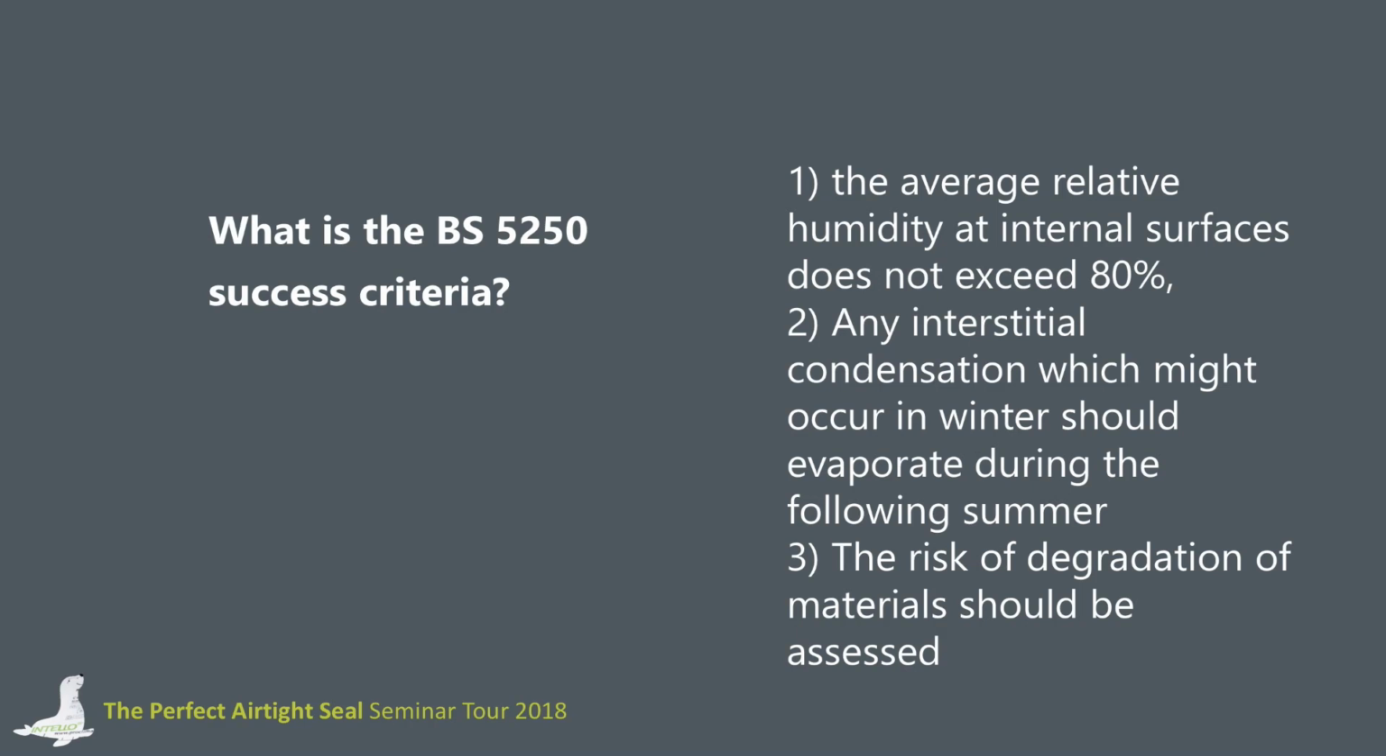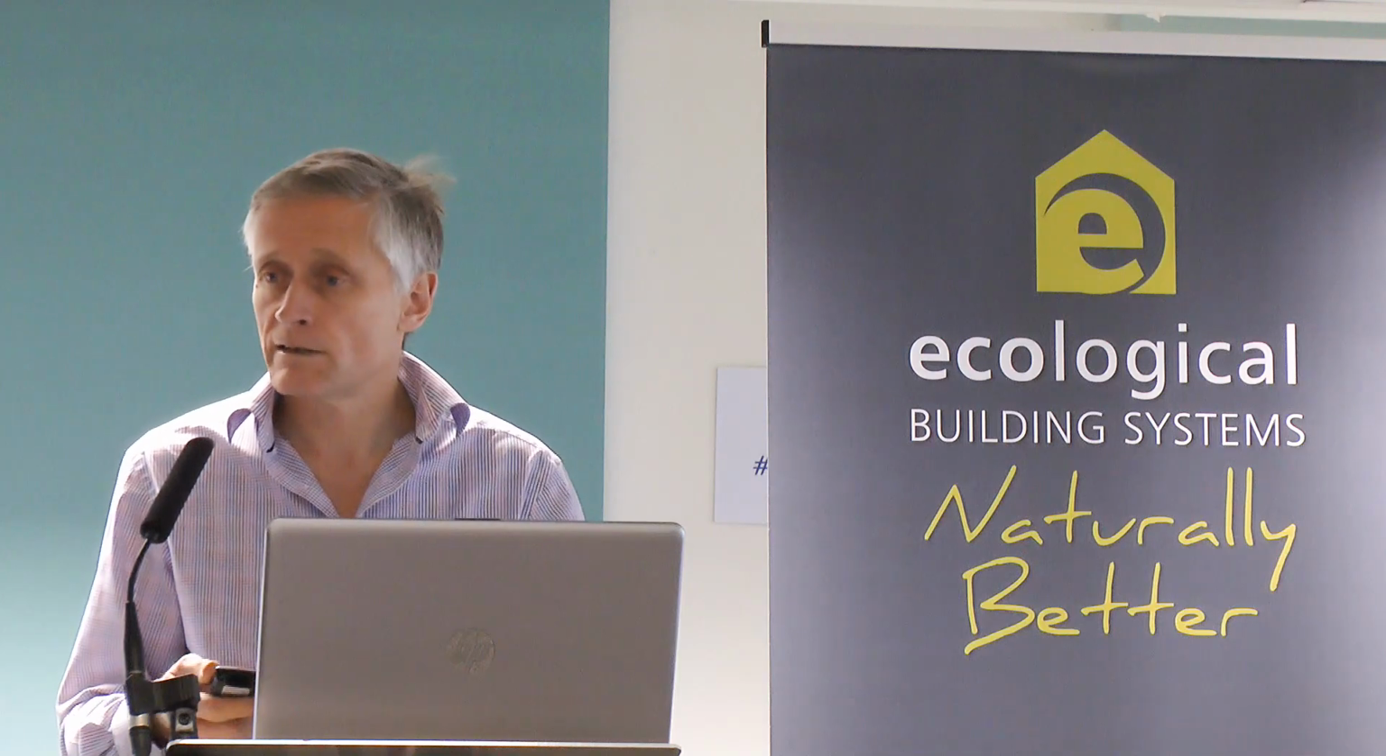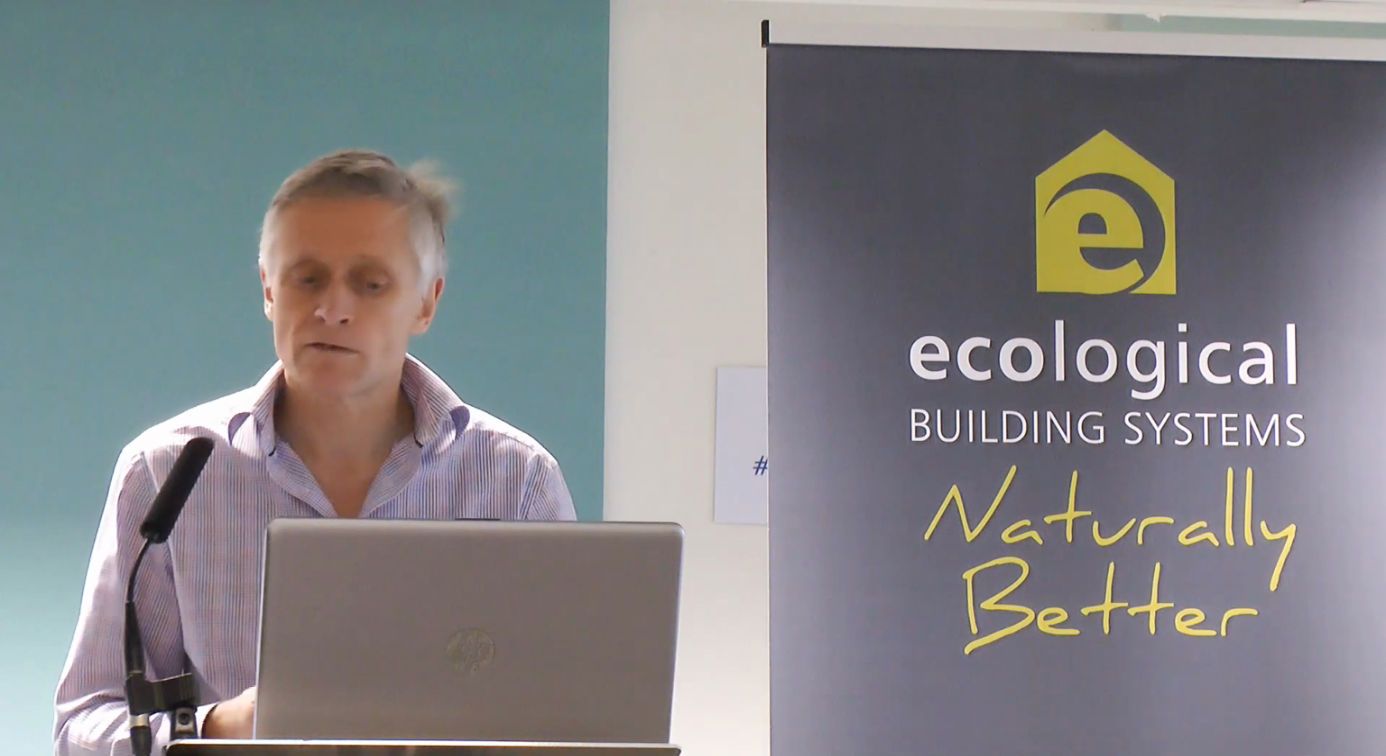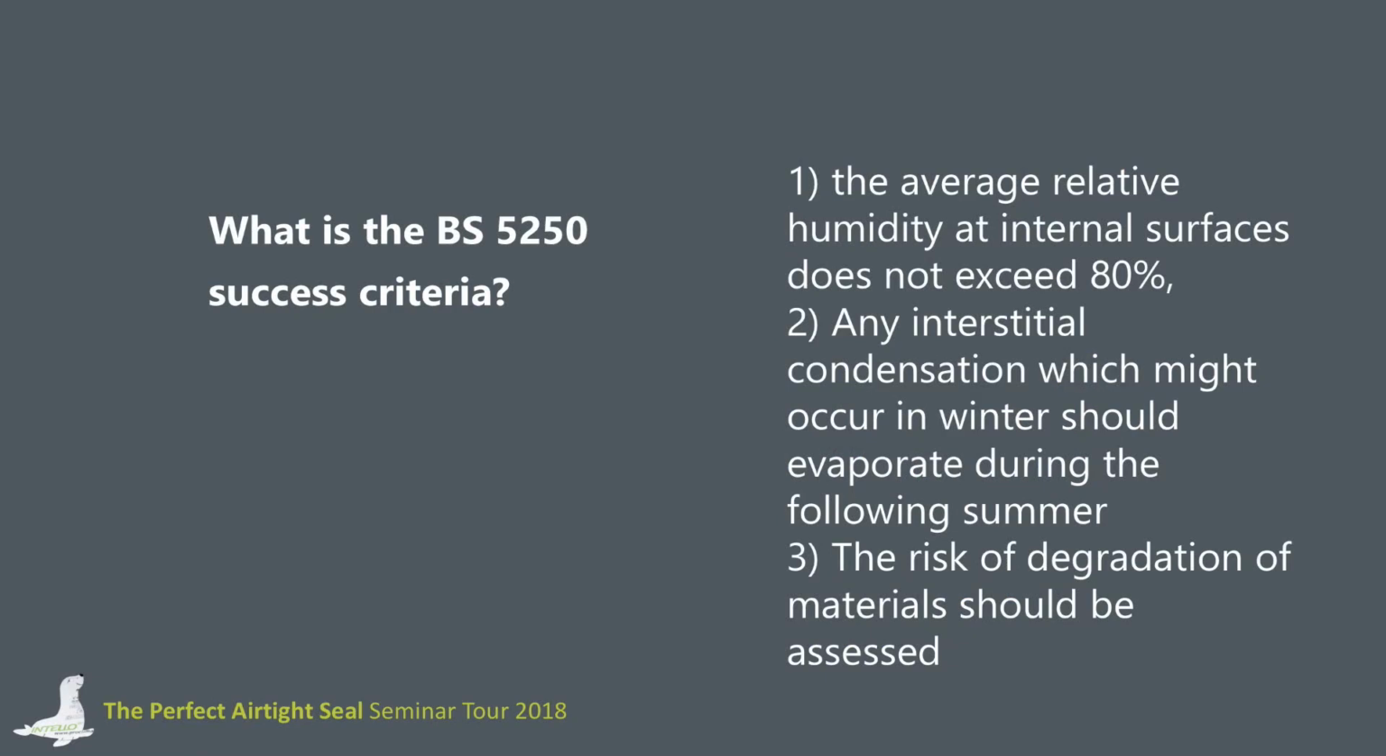Firstly, in terms of surface condensation, or rather surface mold growth, you don't have to have surface condensation to get mold growth. You just need a high humidity. If the humidity exceeds 80% adjacent to a cold surface, external wall or roof for a significant period, that will allow mold to grow. So you won't necessarily see damp on the walls, but you've got the conditions for mold growth. The 5250 does allow interstitial condensation to occur, but there are 2 caveats.